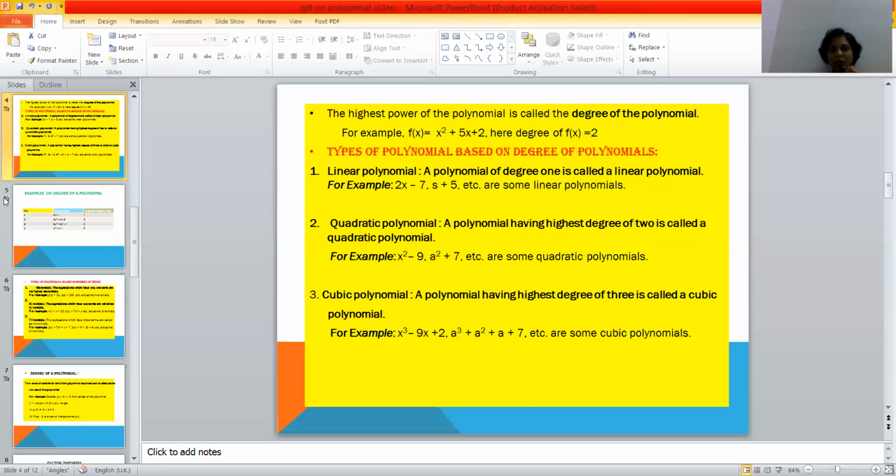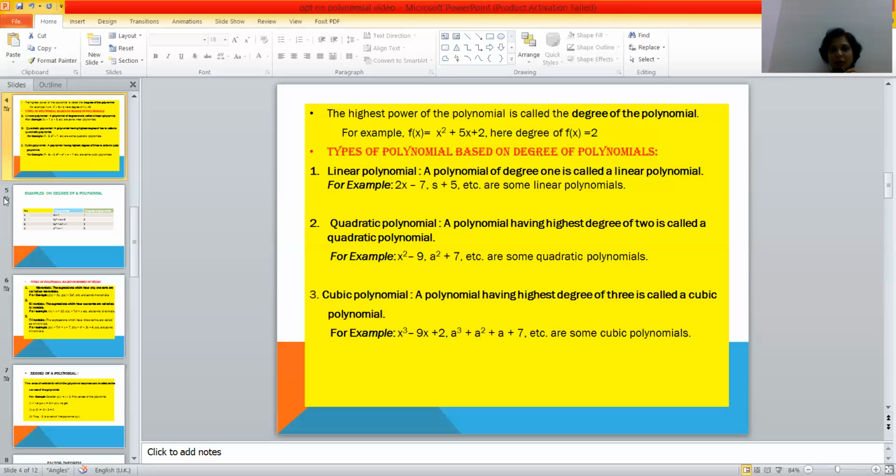Quadratic polynomial. A polynomial having highest degree of 2 is called a quadratic polynomial. For example, x square minus 9. Here, the highest power of x is 2. So, it is a quadratic polynomial. a square plus 7. Here, the highest power of a is 2. So, it is also a quadratic polynomial.